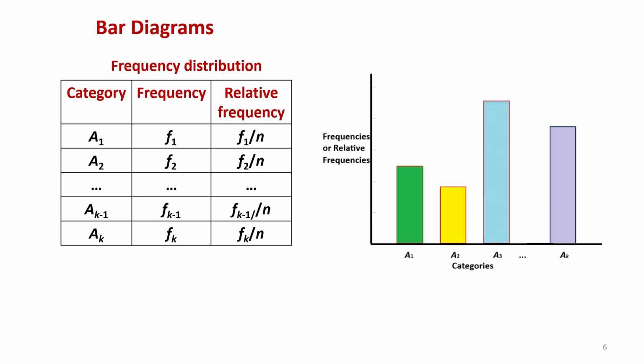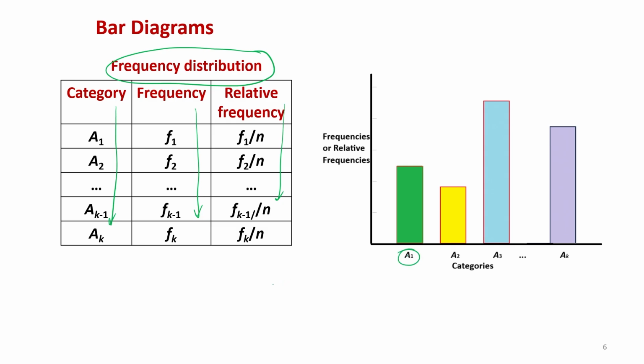You can recall that when we considered the attribute data or the categorical data, we created the frequency distribution in which we defined different categories, and then we gave different frequencies, and from those frequencies we found the relative frequencies, right. If you want to represent this frequency distribution graphically, then a bar diagram is one of the options. You can see here the bar diagram will look like this.